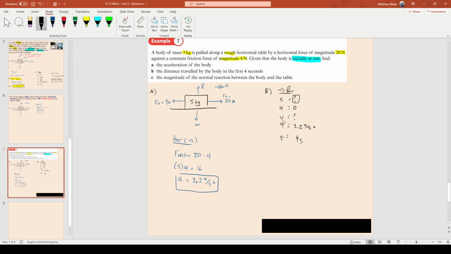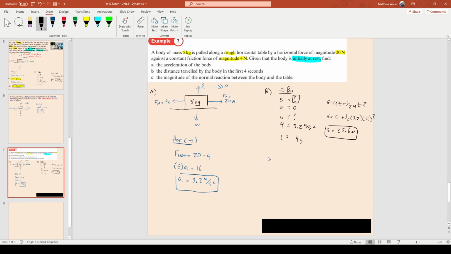Right, so we need the one that doesn't have V in, which is S equals UT plus 1/2 AT squared. So S equals 0, because U is 0, plus 1/2 times 3.2 times 4 squared. Bish bash bosh into the calculator. You're going to get 0.5 times 3.2 times 16 equals, and we've got 25.6. 25.6 meters. Like a boss.